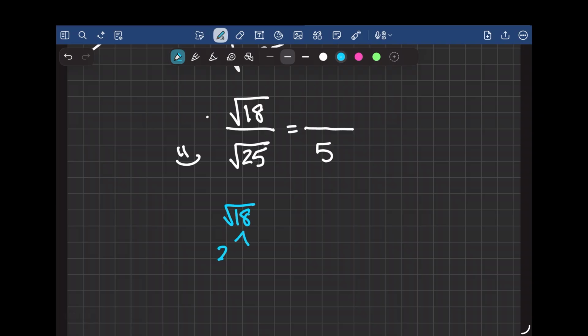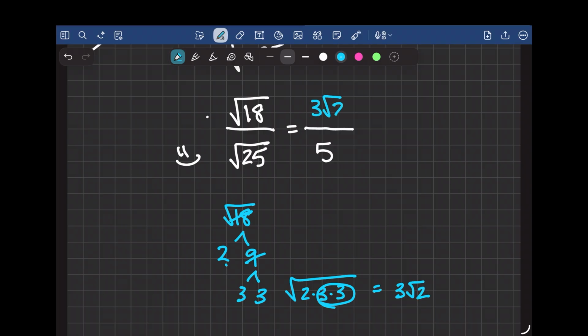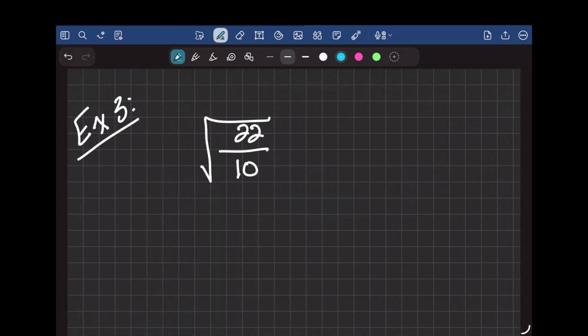So the square root of 18 could be 2 times 9. 9 could be broken down into 3 times 3. So when I organize these numbers, 2, 3, 3, I can bring out a pair of 3s. So this would be 3 square root of 2. So I can put that up here in my numerator and I am done with this problem because 3 over 5 cannot be reduced.